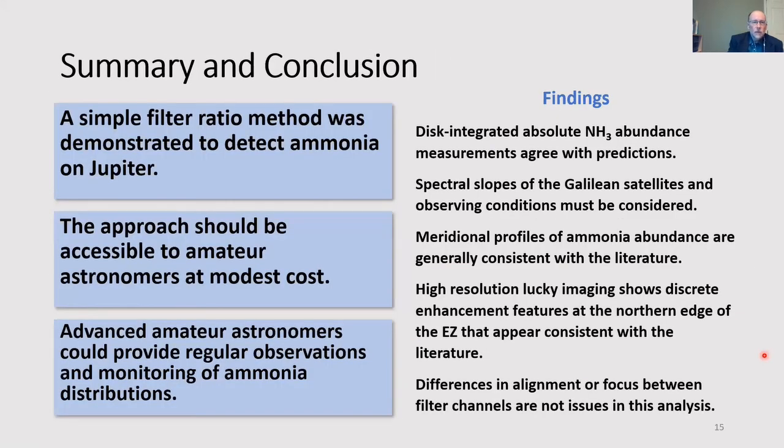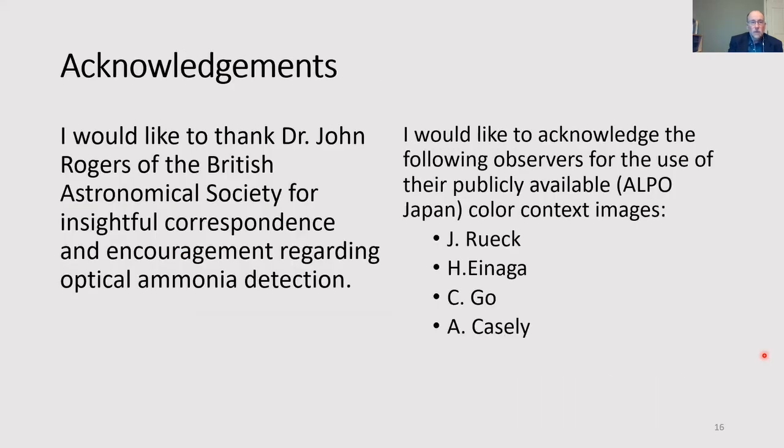So to wrap it up, basically I presented that a simple filter ratio method is demonstrated to detect ammonia on Jupiter. The approach should be accessible to amateur astronomers at a modest cost, and advanced amateur astronomers could provide regular observations and monitoring of ammonia distributions to the professional community. Got some detailed observations and findings on the right-hand side. But I do want to move on just to a couple of acknowledgements here.